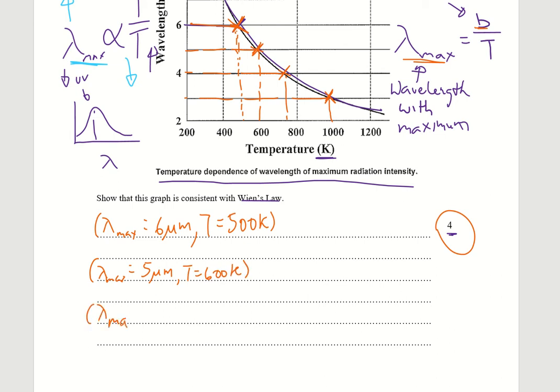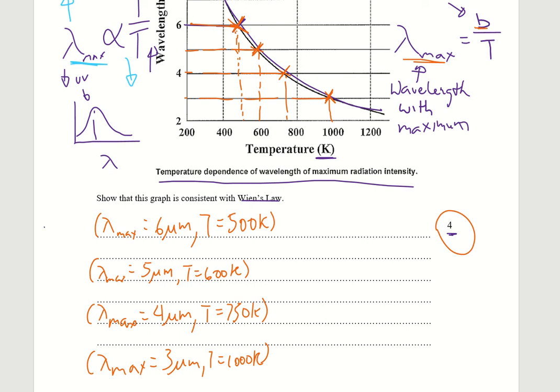Lambda max. That one looks about 750. Just make a rough estimate. Then lambda max. Okay, cool. So let's do some calculating here.